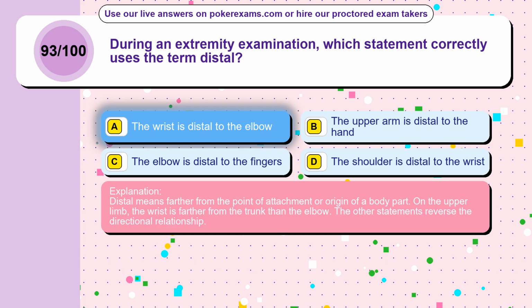Distal means farther from the point of attachment or origin of a body part. On the upper limb, the wrist is farther from the trunk than the elbow. The other statements reverse the directional relationship.